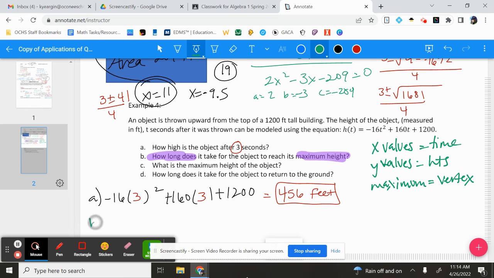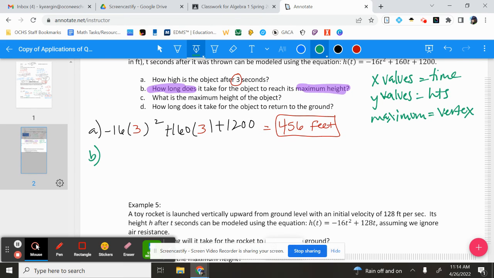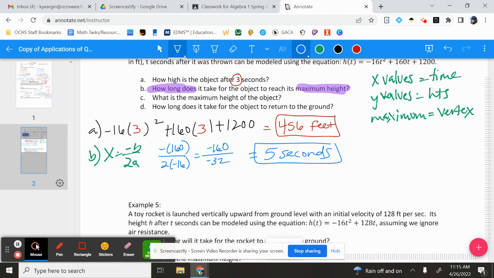Well, if you remember back, to find the x value of the vertex, you're going to use the equation x equals negative b over 2a. So we simply go into the problem. My b value is 160, so negative times 160 over 2 times negative 16. Where you can type this into your calculator to find that it is going to take 5 seconds for this to reach its maximum height.